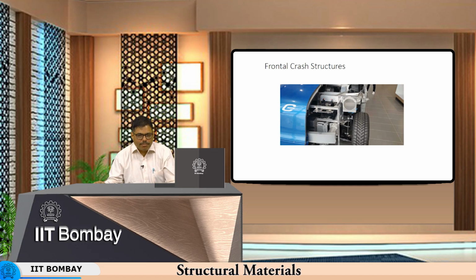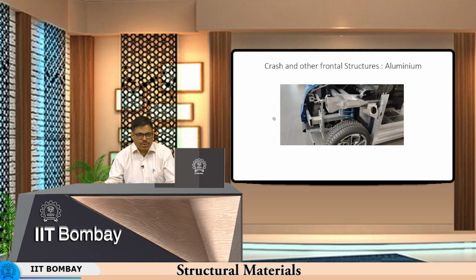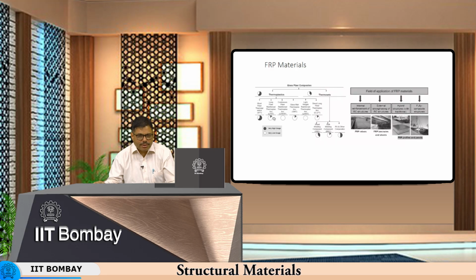So similarly, crash structures would be installed in doors also to prevent the occupants from getting injured in a side impact. So if somebody were to hit the vehicle from the side, the impact should get absorbed as well. One of the objectives of this structural member here, which is made of aluminum, is also to absorb the side impact. So this is another view of the frontal crash structures and the structures there.